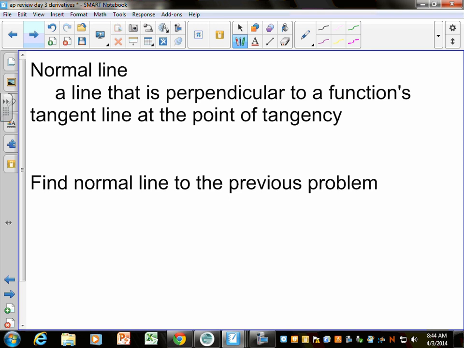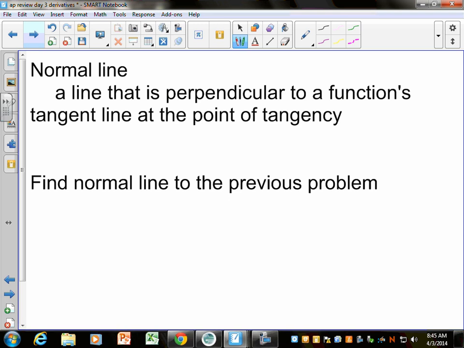Okay, normal line. I don't think that there's going to be normal line stuff on the AP exam, just because I have the 2003 exam, the 2008 exam, the 2012 exam, and the 2013 exam. Of those 4 AP exams, there's never been a question talking about a normal line. They always talk about tangent lines. But I don't know what's going to be on there, so I like to remind you that if they ask you about a normal line, you know the tangent line, you know the normal line.